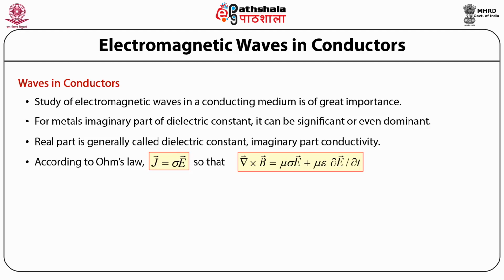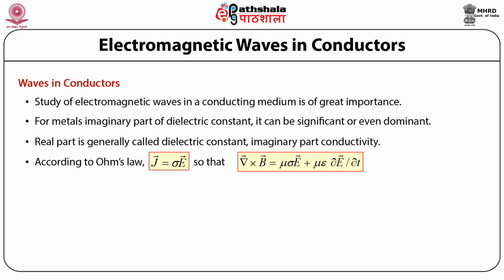With this, Maxwell's equations in a conductor take the form: first, ∇·E = ρ/ε₀. Second, ∇×B = μσE + με ∂E/∂t. Third, ∇×E = −∂B/∂t. And fourth, ∇·B = 0.